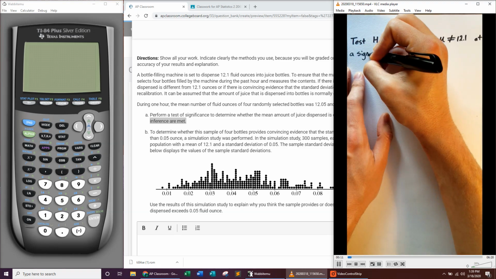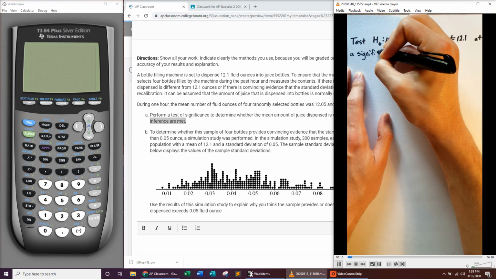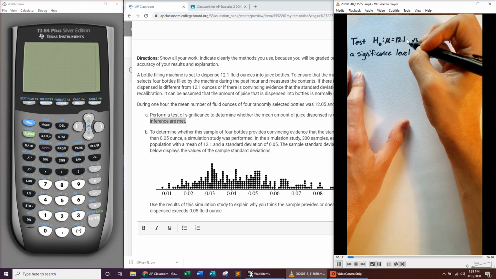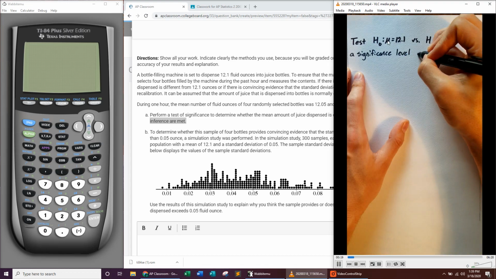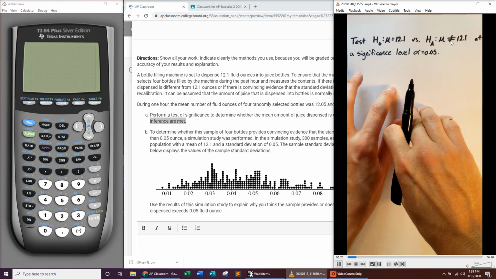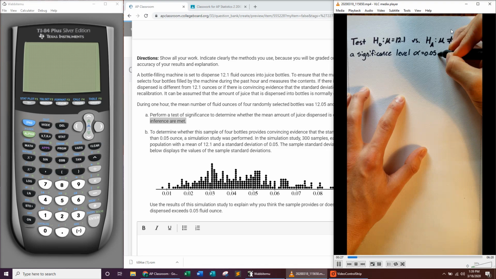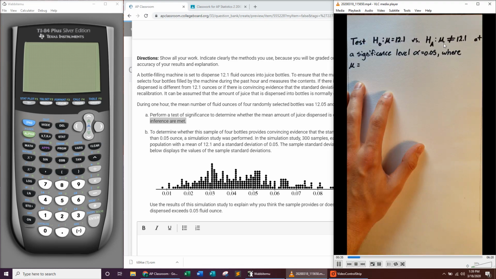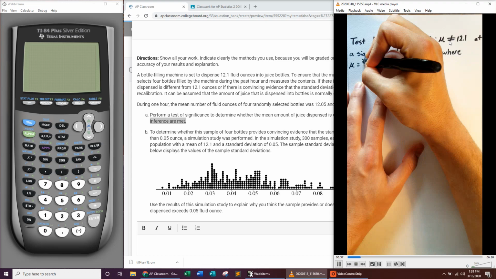So we're testing 2 hypotheses versus each other. We've got the null hypothesis that our mean is 12.1 as it should be. So this is our sort of assumed mean. Then we have our alternative hypothesis that the mean is actually different than 12.1. Notice that we're just saying not equal to, it's just different. That's what we're looking for. It's bad if the machine gives too little juice or too much juice. So just not equal to. We're doing a 2-sided test.